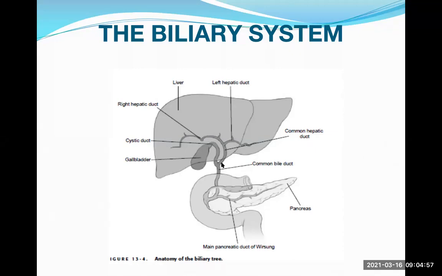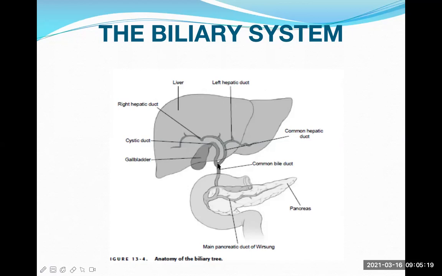This common hepatic duct is present at the porta hepatis, isn't it? Now, see this. The gallbladder is there, and this gallbladder has a cystic duct. When the cystic duct joins with the common hepatic duct, we call it the common bile duct, the CBD.